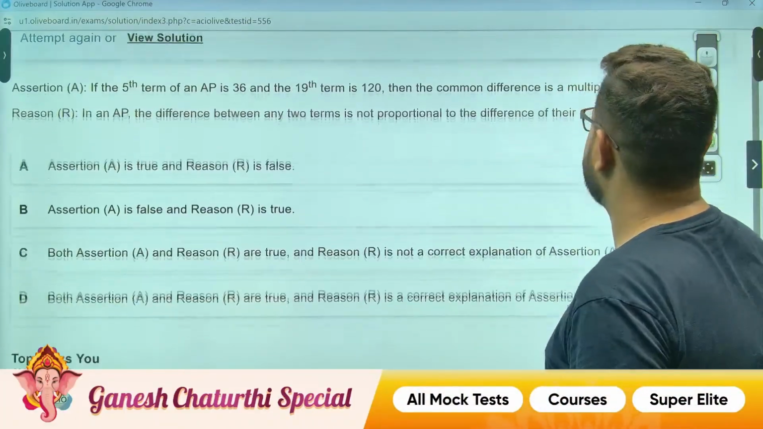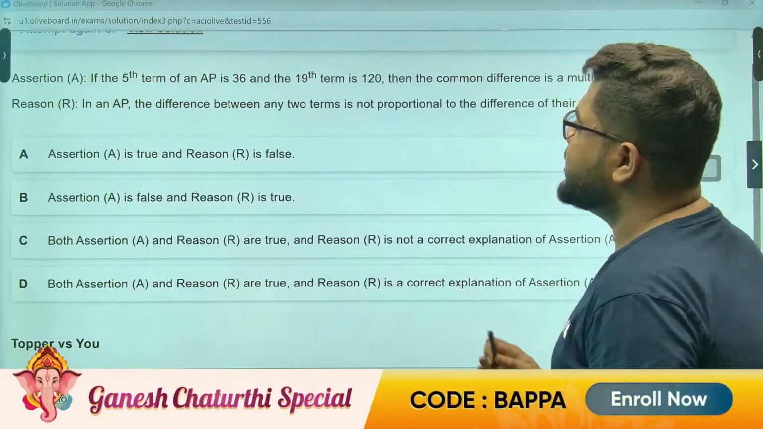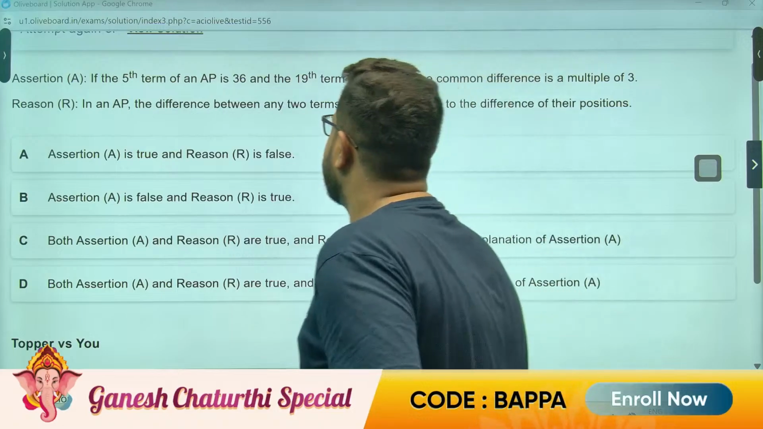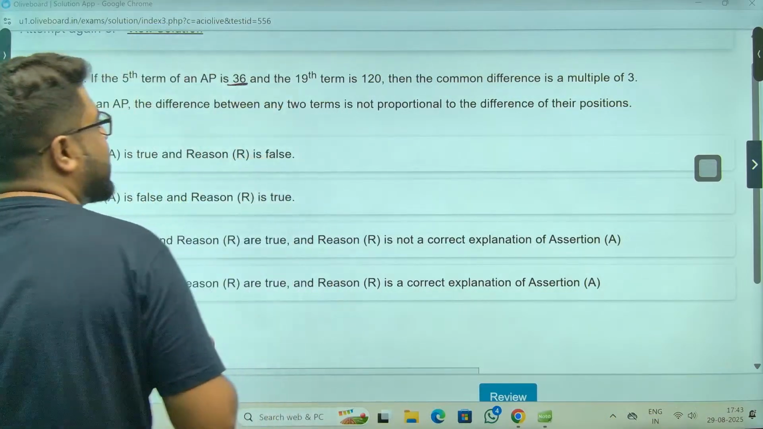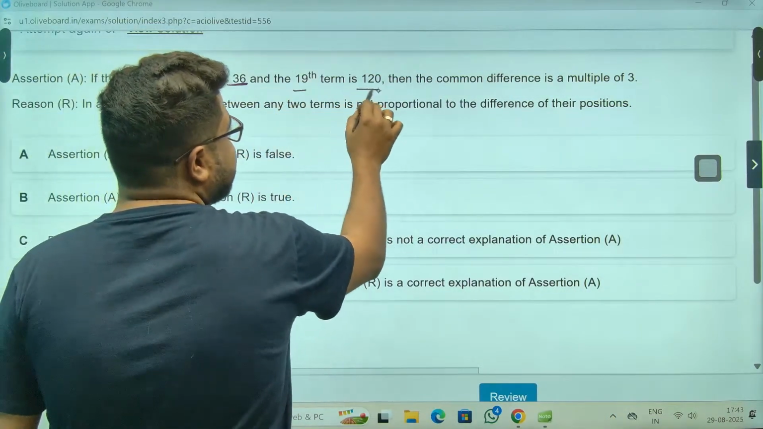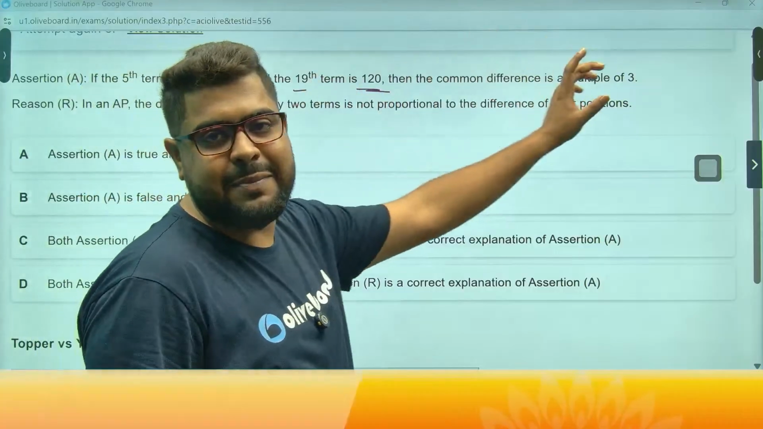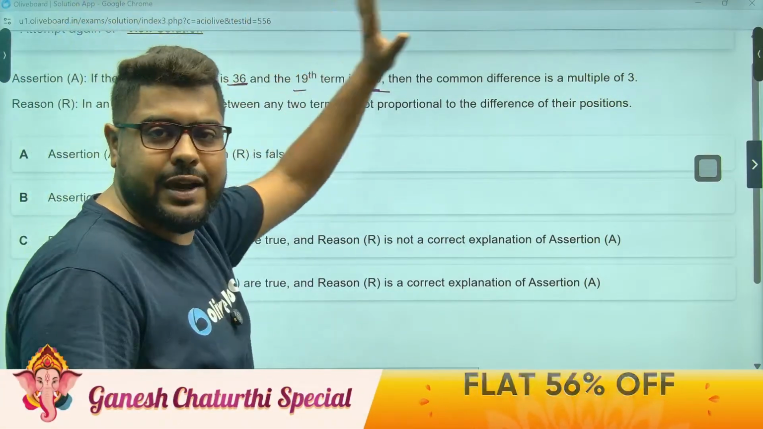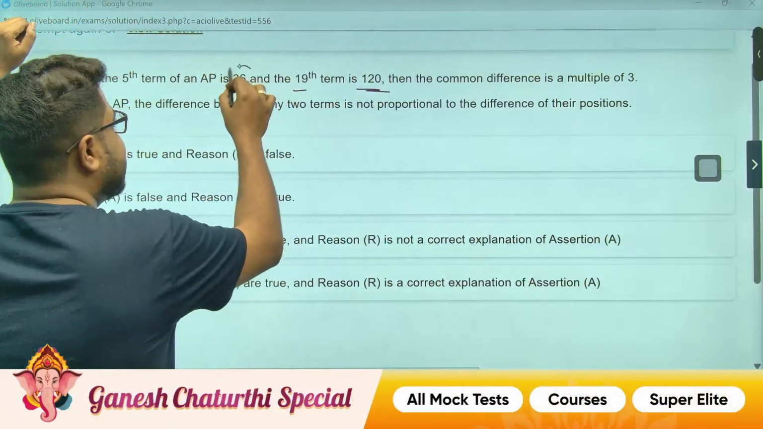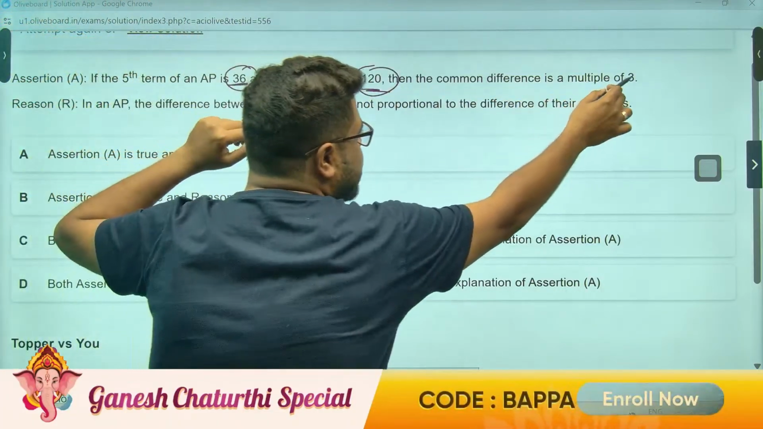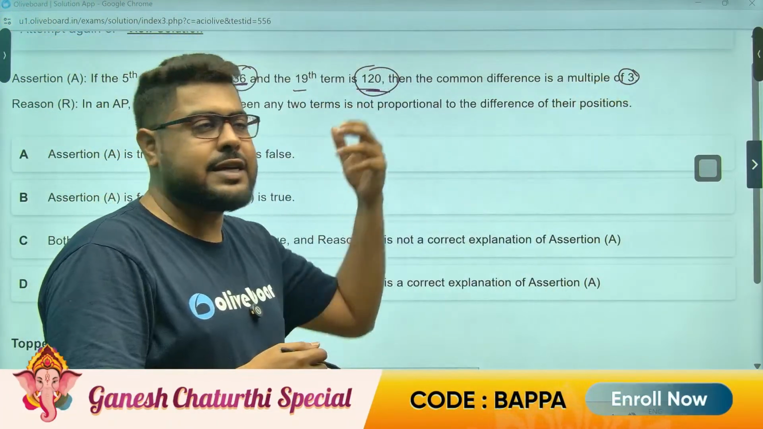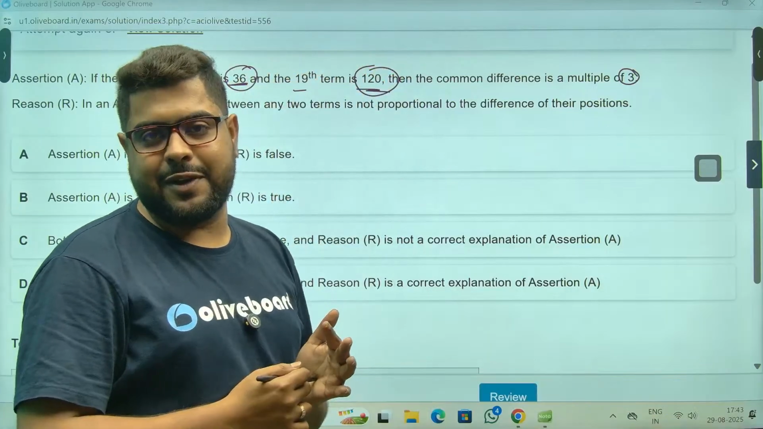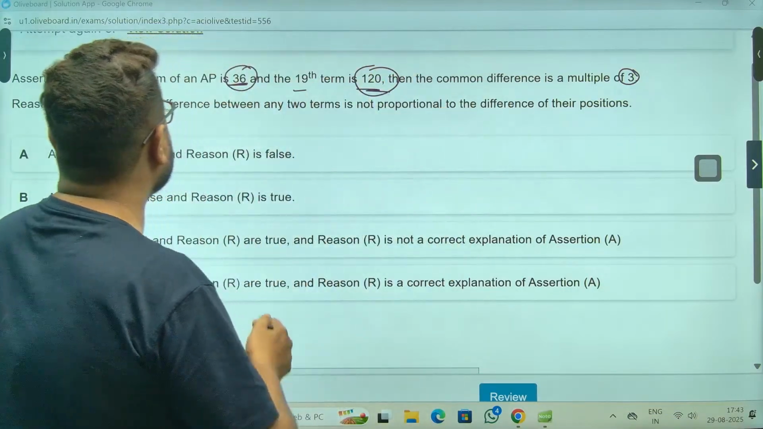Now again, AP. Acha sir. Fifth term of an AP is 36. Okay. 19th term is given. Common difference is a multiple of 3. Yes, absolutely. Sir, if you want, you can calculate and figure it out. But again, sir, this is multiple, this is multiple. It has to be a multiple of 3. Otherwise, these two numbers cannot be multiples of 3. Acha, if you don't want to do that much.